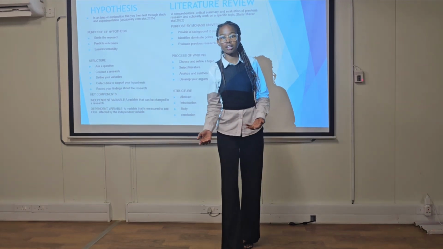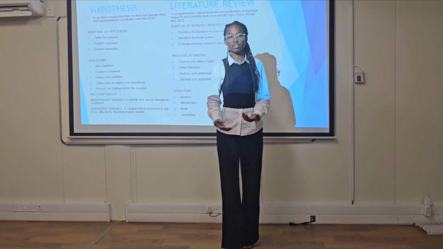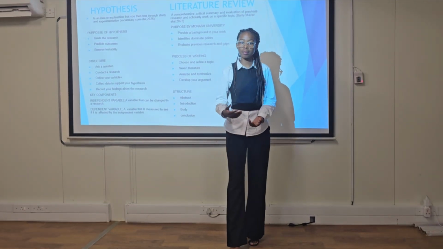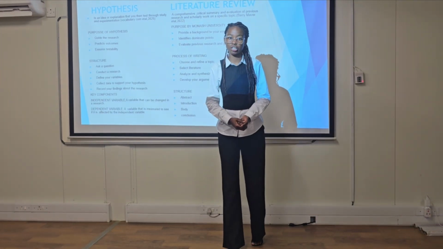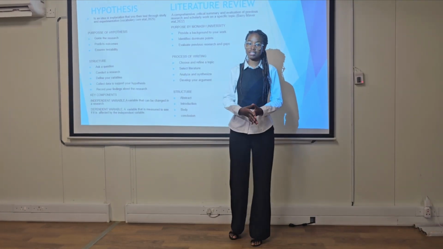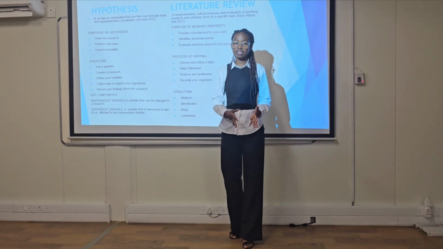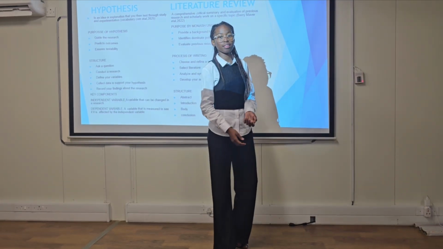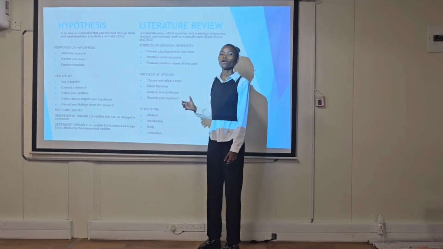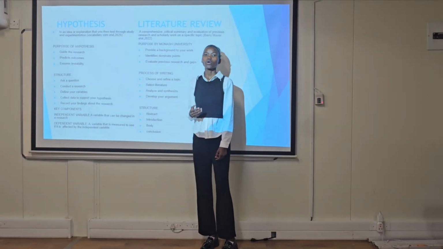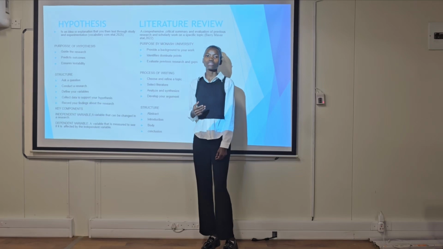The purpose of literature review is that it identifies dominant points by detecting patterns, repetition, and authority in existing research. It also evaluates previous research. This means it helps justify why the research is necessary. Lastly, we have the structure of the literature review. An abstract is a brief summary of the review.